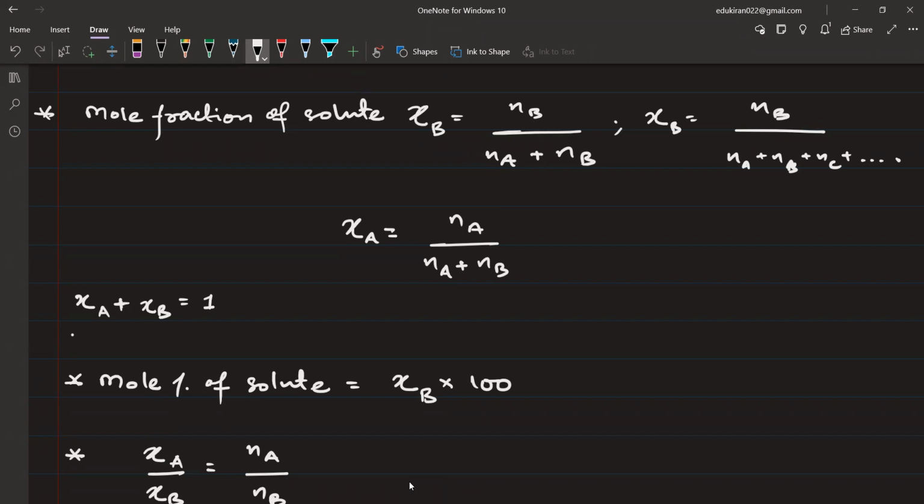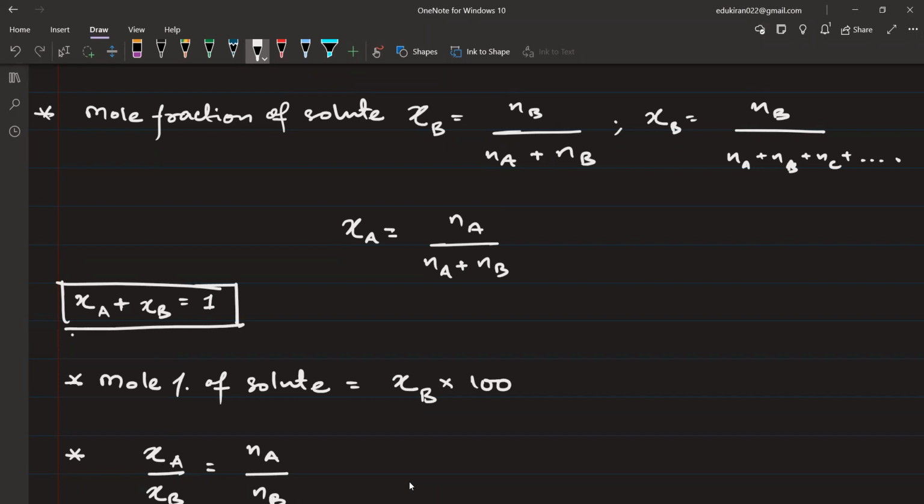Similarly, chi A will be equal to number of moles of A upon number of moles of A plus number of moles of B. If you add chi A and chi B, number of moles of A upon number of moles of A plus B, and number of moles of B upon number of moles of A and number of moles of B, then you will get the value chi A plus chi B is equal to 1. This is an important thing that you have to remember. I hope all of you remember this also. The sum of mole fractions is equal to 1.